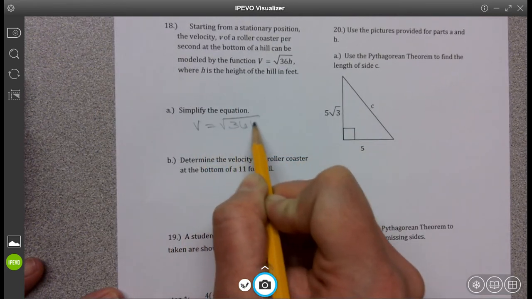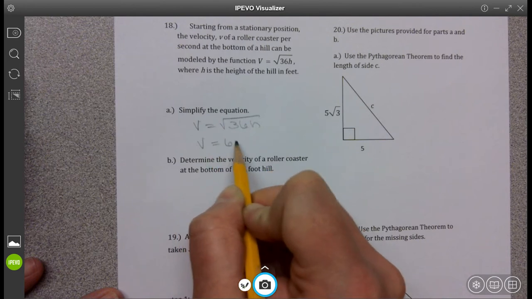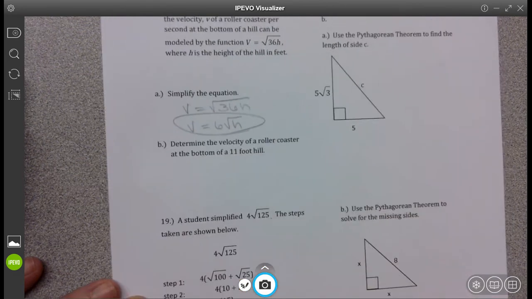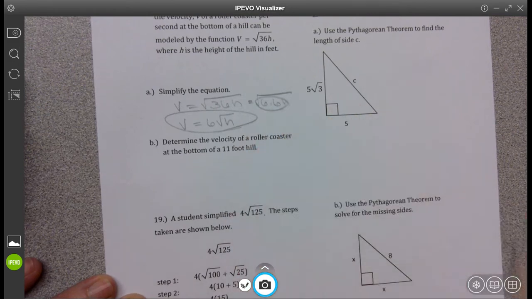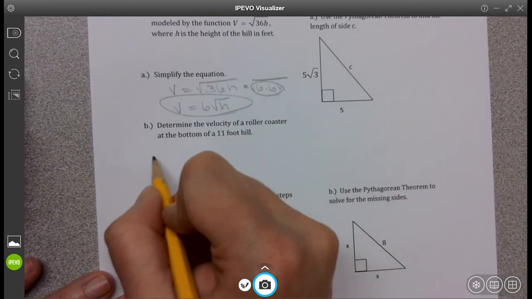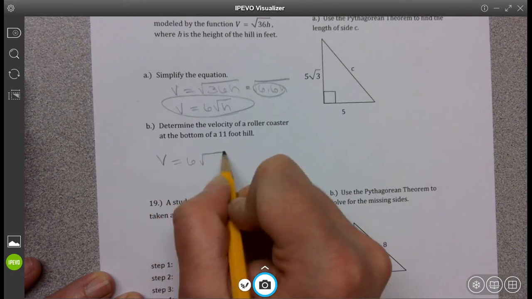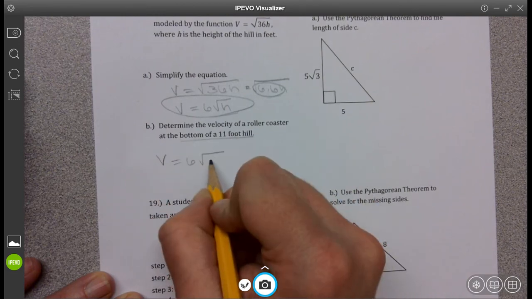Well, what's the square root of 36? 6. So you take 6 out. If you need to show the breakdown in between, that's fine. Determine the velocity of the roller coaster when you're at the bottom of an 11-foot hill.